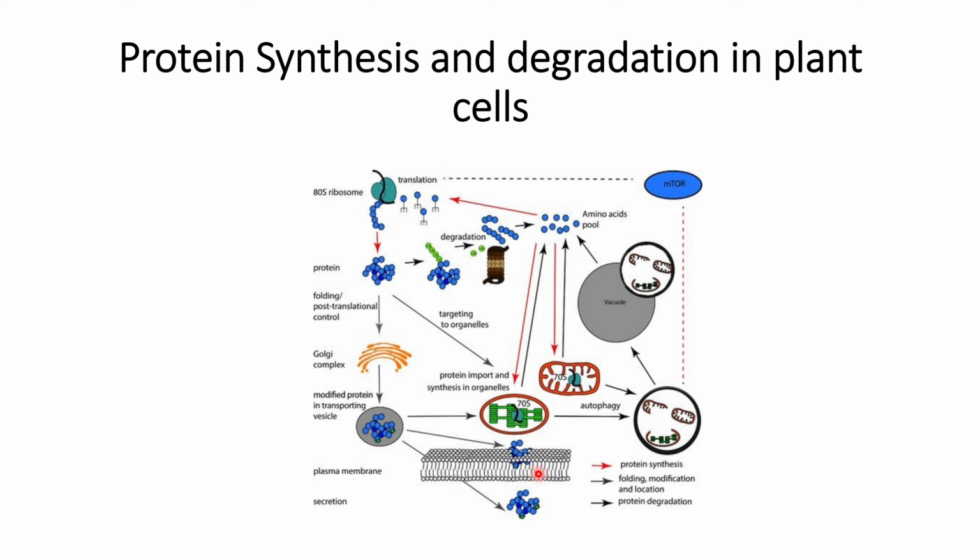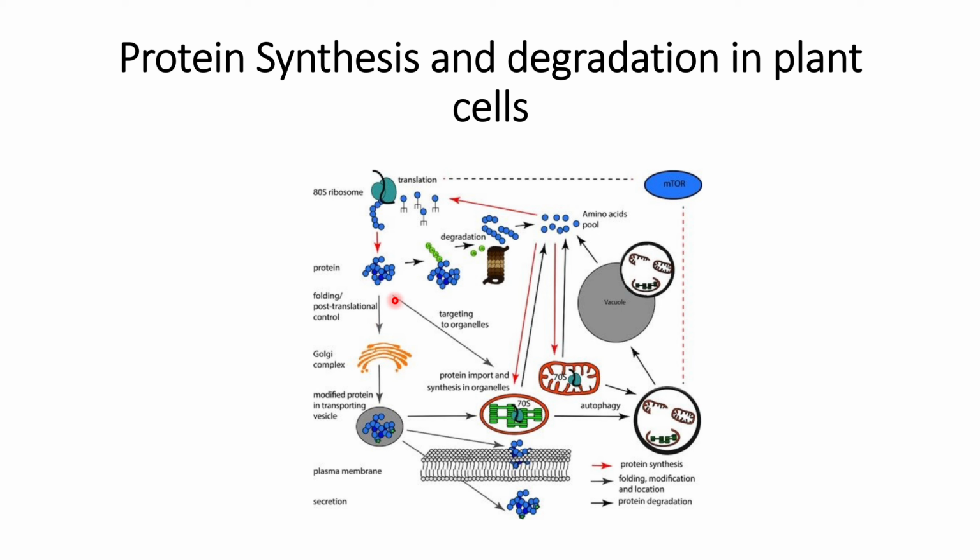That is either the plasma membrane, or they are secreted outside the cells, or some of them will move into the organelle for which they are destined, such as the mitochondria, nucleus, etc. So this is the regular process.